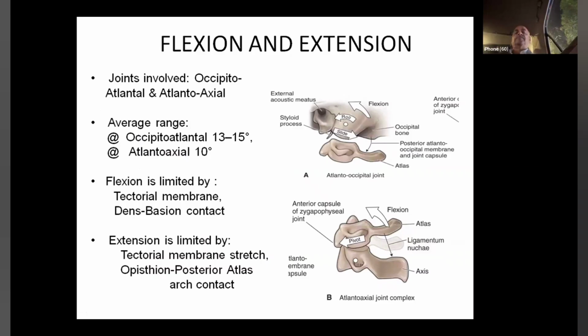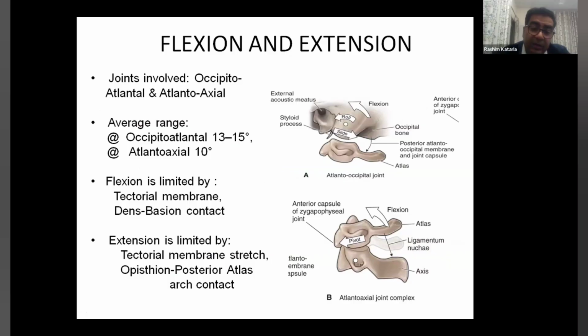And what limits the flexion? This is very important. Flexion is limited by the tectorial membrane and the contact of the dens with the basion. This is what limits flexion: the contact of dens and basion.